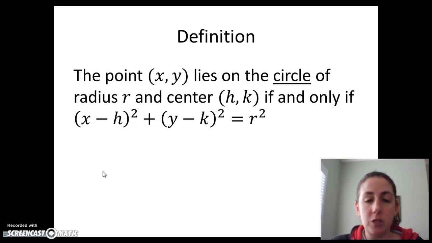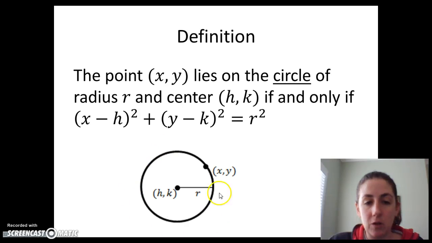So to graphically show you what this looks like, we have this nice circle here. The very center of the circle is h comma k. The distance from the center to the edge of the circle is the radius r, and any point on here is represented by the ordered pair x comma y. So any point that fits on this graph would give a true statement when you plugged into this equation here.